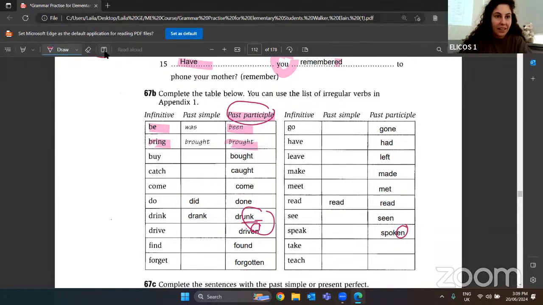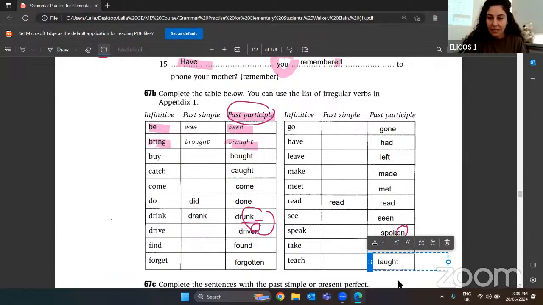Okay, then we have take. Taken. Teach. I have taught. Yeah, I've taught English before. Okay. Past simple: teach, taught. Yes, I taught him yesterday, and I have taught many languages before, or many lessons before.